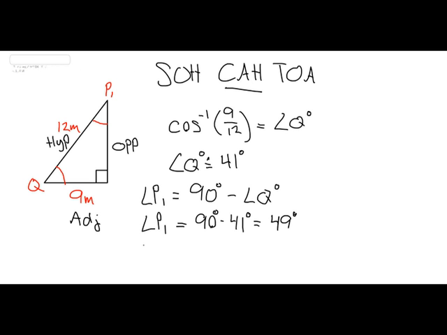So we were looking for, in the end, angle P. Well, angle P, we said, was 2 times angle P1. So this is 2 times 49 degrees, and that equals a total of 98 degrees.